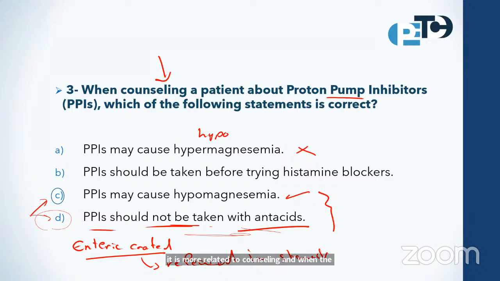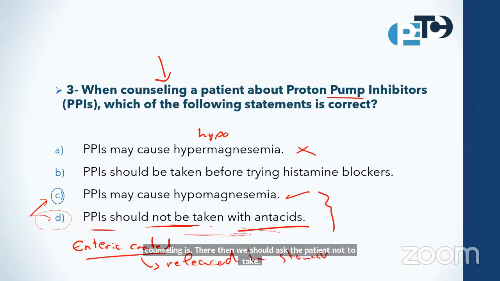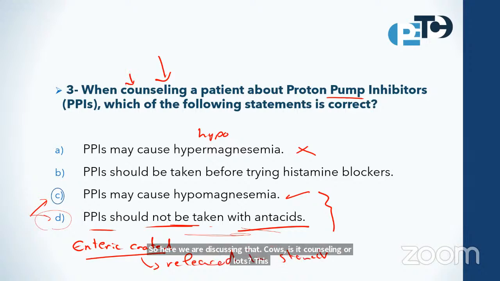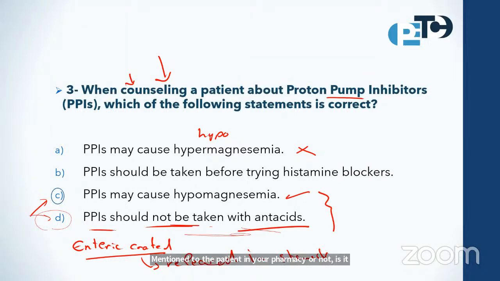It must be somehow a difference of time. But hypomagnesemia and other kinds of things are not related to a person who is going to counsel a patient. Yes, I understand your concept. So here we are discussing the counseling. Is it counseling or not? Can this point be mentioned to the patient in your pharmacy or not? This is the counseling.